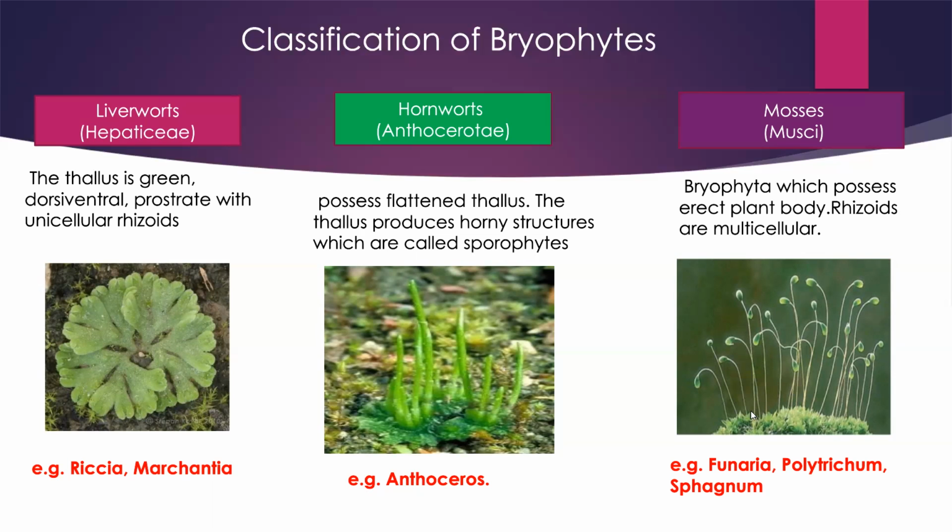And the plant body is erect, it grows vertically, while in these two cases the plant body grows prostrate, that means horizontally it grows. But again there is a difference in the case of liverworts and hornworts: in hornworts, a sporophyte develops which looks like horns. That's why the name hornworts is given to this group. Okay. This is about the classification of bryophytes. Now we study what is this gametophyte, what is this sporophyte in detail with the example of Funaria.